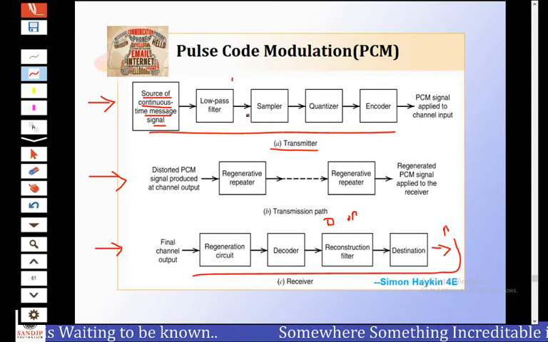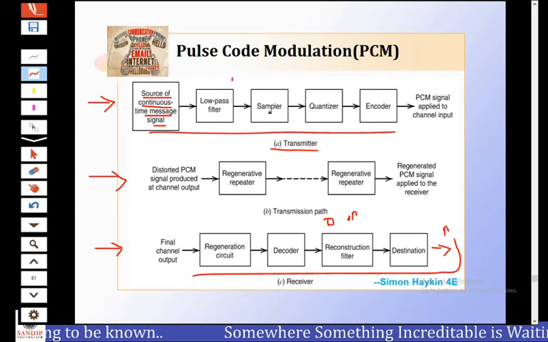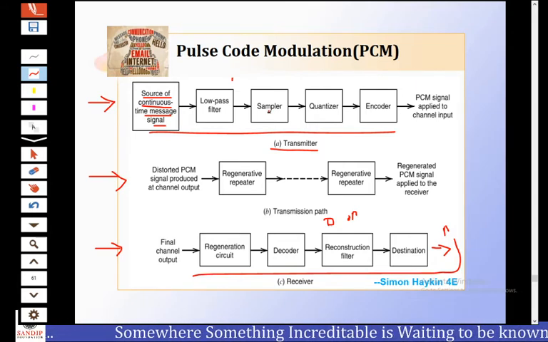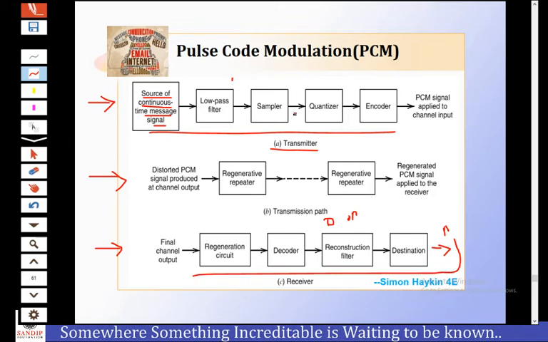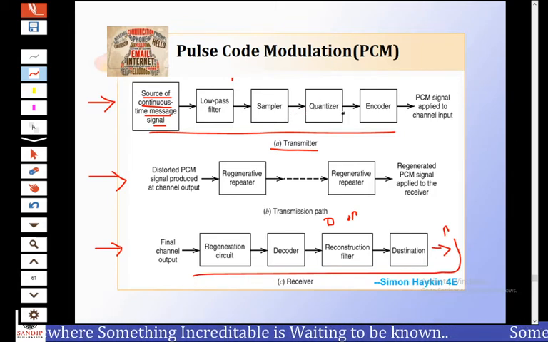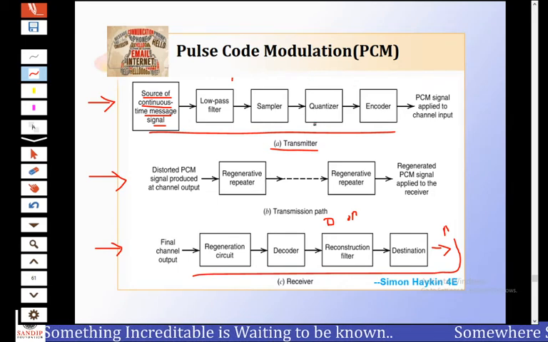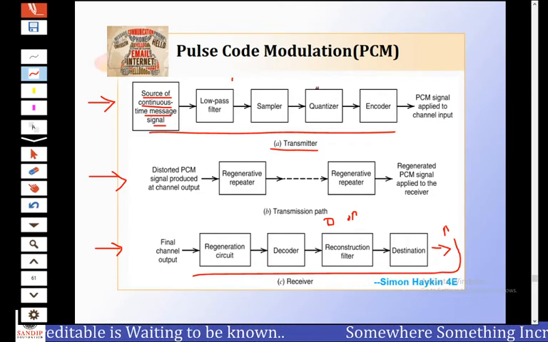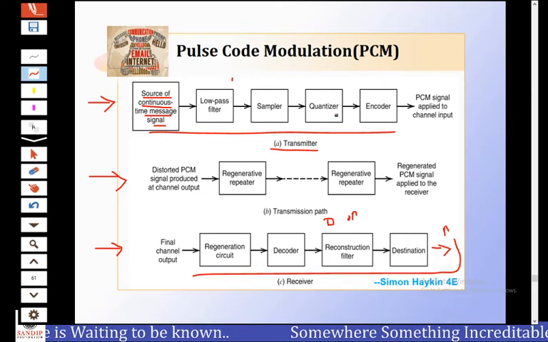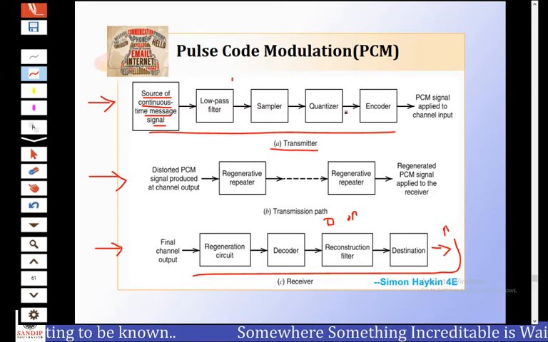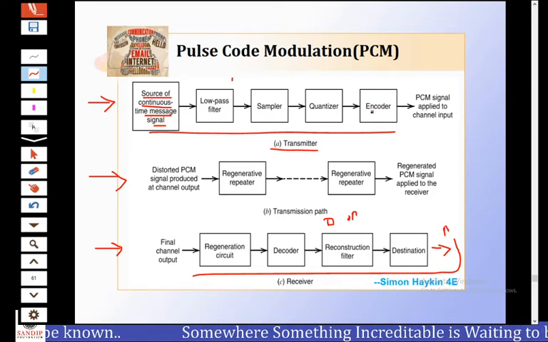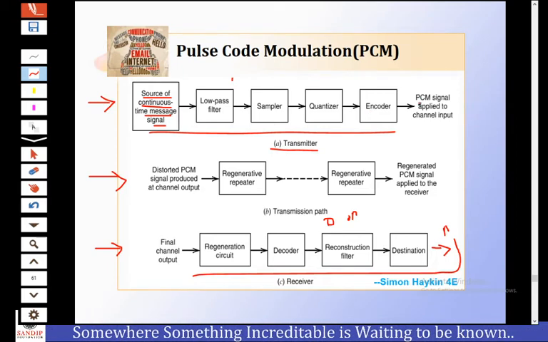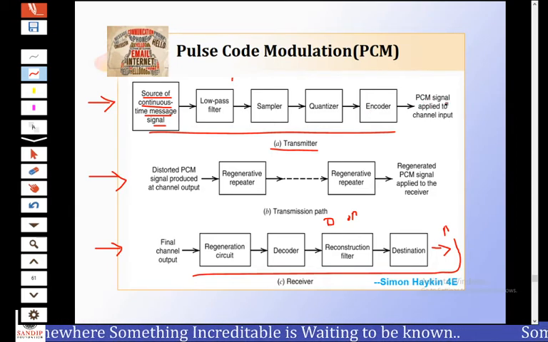Then this band limited signal is applied to the sampler. The sampler converts the analog signal into discrete form by using the sampling theorem. This discrete form signal is applied to a quantizer. The work of the quantizer is nothing but approximation; it approximates each sample to a voltage level. Then the output of the quantizer is applied to an encoder that will encode the quantized levels in the form of binary signals. This binary signal is nothing but the PCM signal.